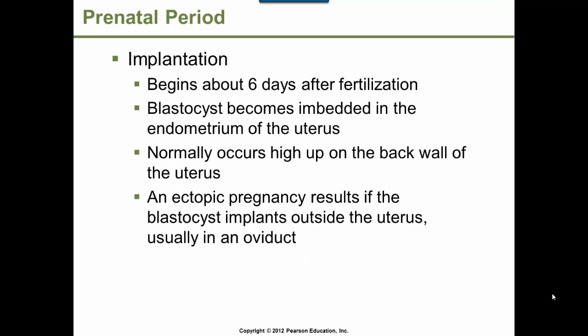Implantation begins about 6 days after fertilization, wherein the blastocyst becomes embedded in the endometrium of the uterus. It normally occurs high up on the back wall of the uterus, and an ectopic pregnancy results if the blastocyst implants outside the uterus, typically in an oviduct. It's estimated that 1/3 to 1/2 of the zygotes fail to implant properly. Chromosomal abnormalities and insufficient hormone production are the reasons given for this failure rate.